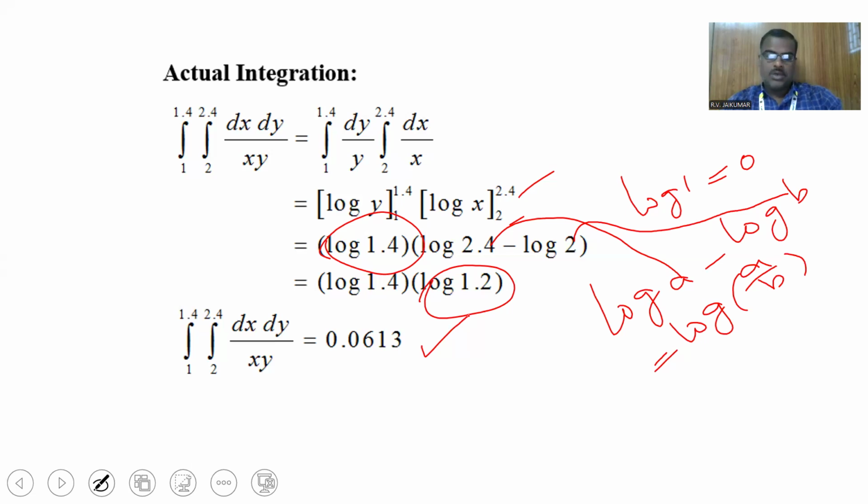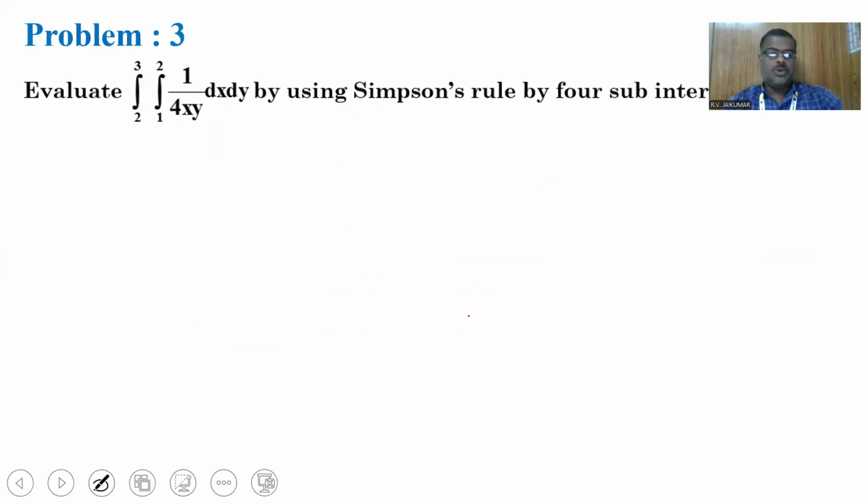Okay, now let's see problems on Simpson's rule. Evaluate the double integral over the limits 2 to 3, 1 to 2, of 1 by 4 times xy dx dy using Simpson's rule with 4 subintervals. They're asking to divide it into 4 subintervals, so we know how to calculate the values of h and k. The lower and upper limits of x are 1 and 2. The lower and upper limits of y are 2 and 3. So by using that, we can get the values of h and k directly.